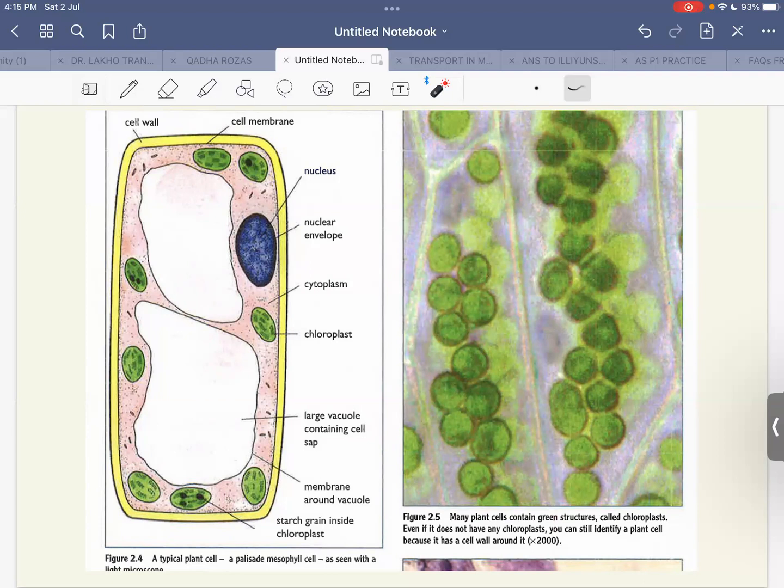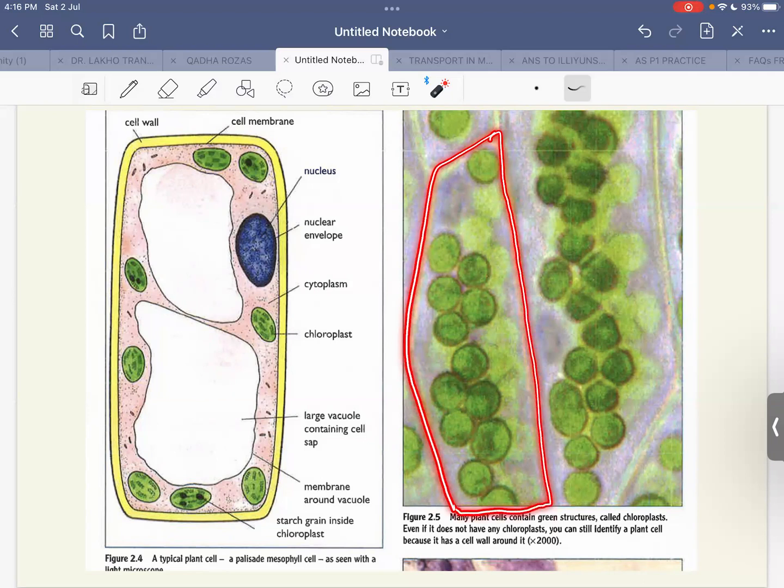In this light micrograph on the right-hand side, you can see this structure, which is very obvious, and this is the cell wall. In a plant, the cell wall is made up of a molecule known as cellulose. So the composition of the plant cell wall is cellulose. Just to remind you, the plant cell wall is a dead structure. It does not have any life, and its composition is cellulose.